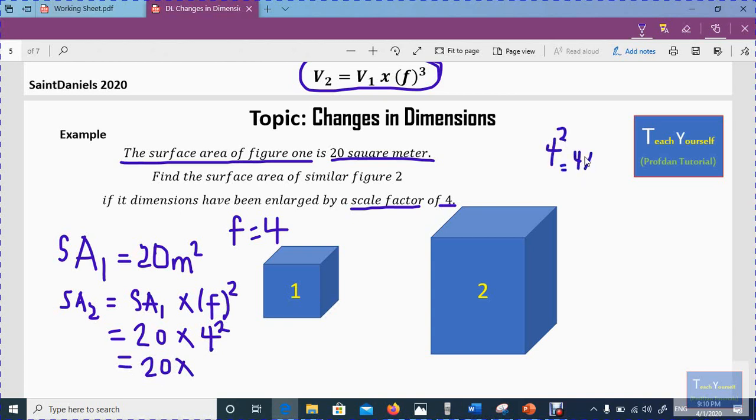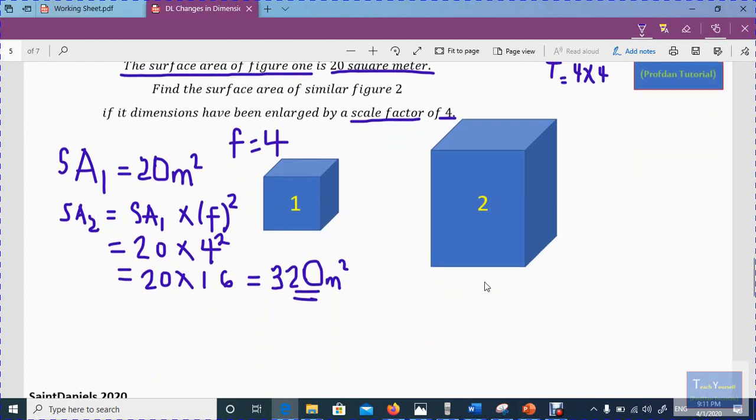Multiply 4 two times. So 4 times 4, that is 16. If you use your calculator, this is going to give you 320 meters squared. This is the surface area of the second figure. I hope you understand. Okay, let's look at one more example.